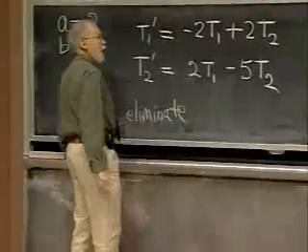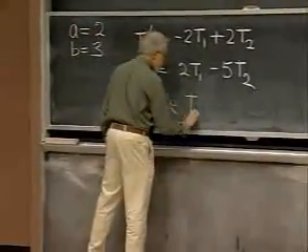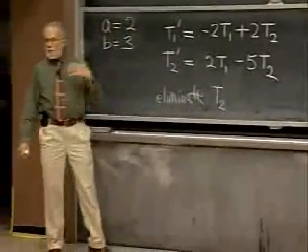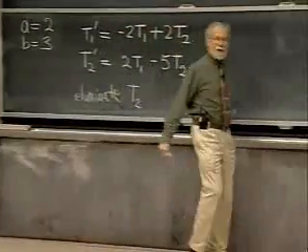So we're going to eliminate one of these variables. Let's eliminate T2. You could also eliminate T1. The main thing is eliminate one of them, so you'll have just one left to work with. Now, how do I eliminate T2?